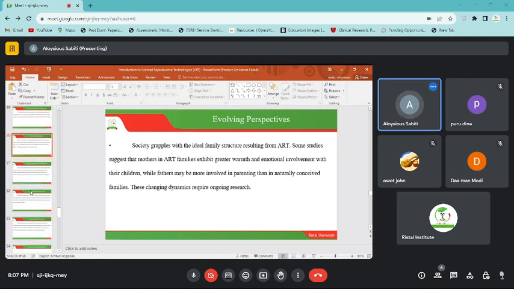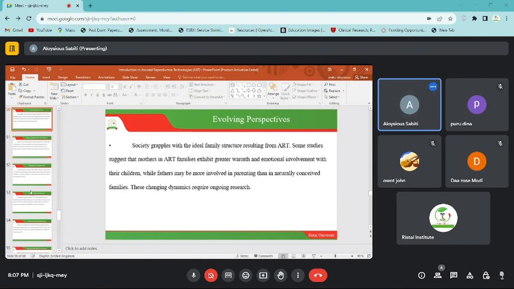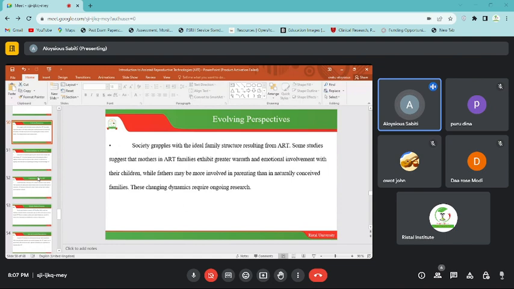So there are some evolving perspectives of ART, and we want to say that societies grapple with the ideal family structure resulting from ART. Some studies suggest that mothers in ART families exhibit greater warmth and emotional involvement with their children, while fathers may be more involved in parenting than in naturally conceived families. These changing dynamics require ongoing research.